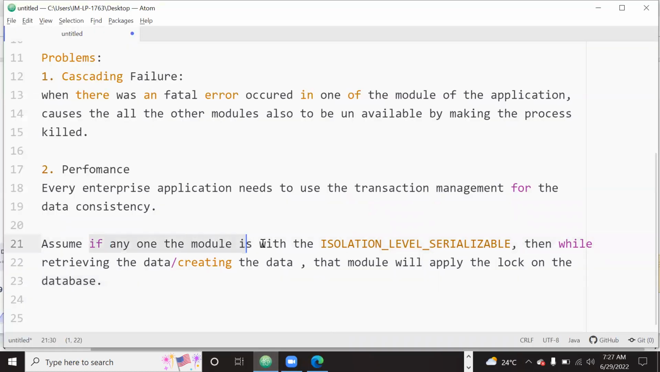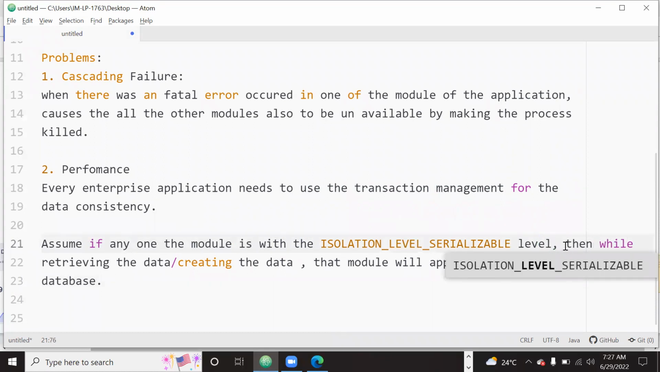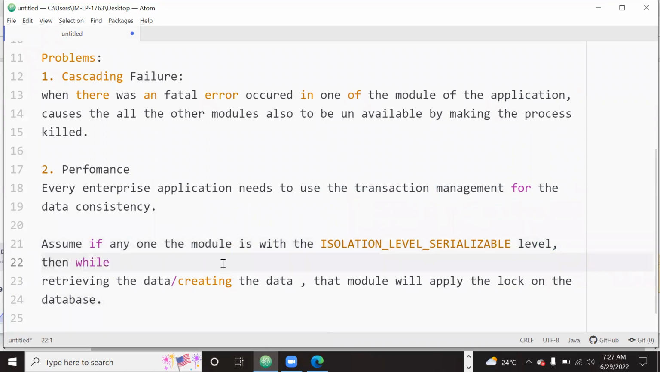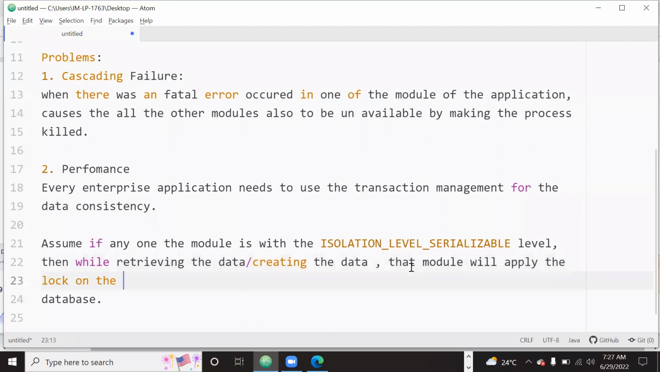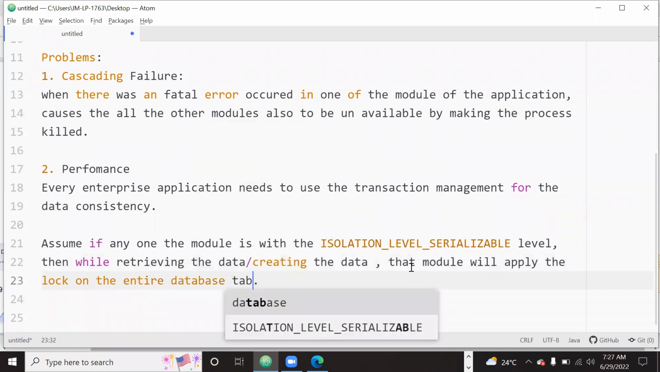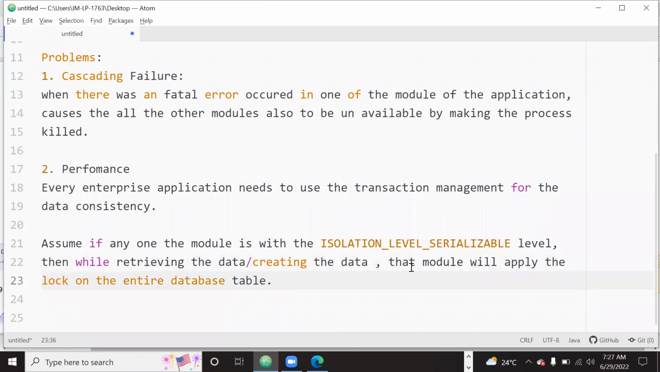So assume if any one of the modules is with the isolation level serializable, then while retrieving the data or creating the data, that module will apply the lock on the entire database table. What I mean to say is the entire database table. Again, don't confuse, not on the entire database, only on the entire database table.